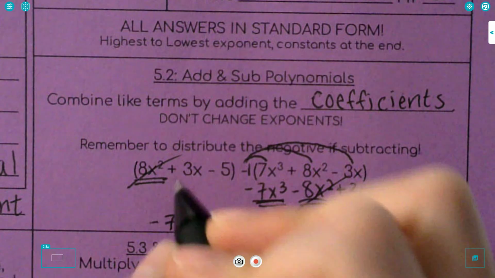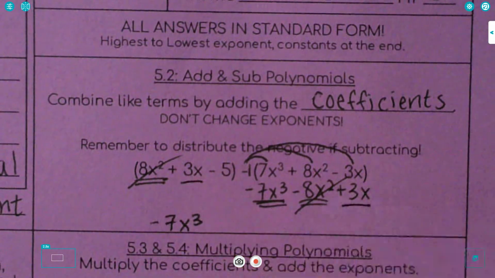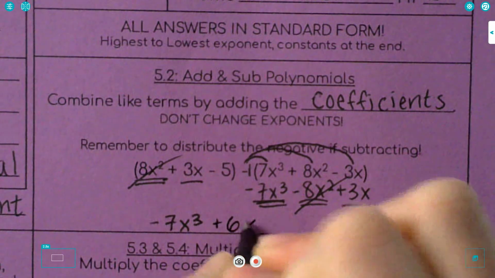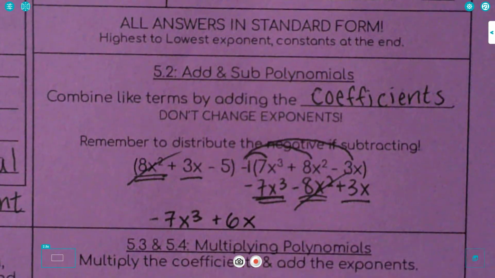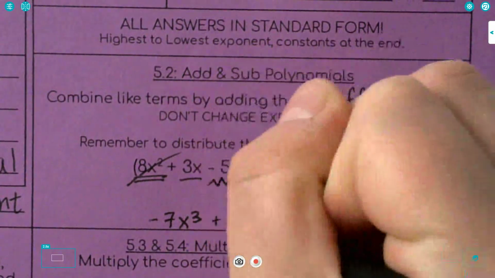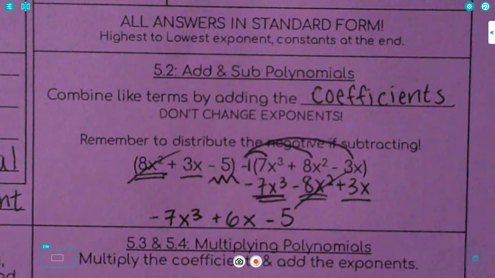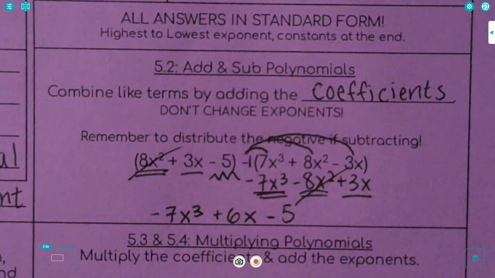Okay, then right here, 3x and 3x. 3x plus 3x is 6x. That does not cancel, because they're both positive. And then my -5 can go at the end. Okay. Any questions about that guy?